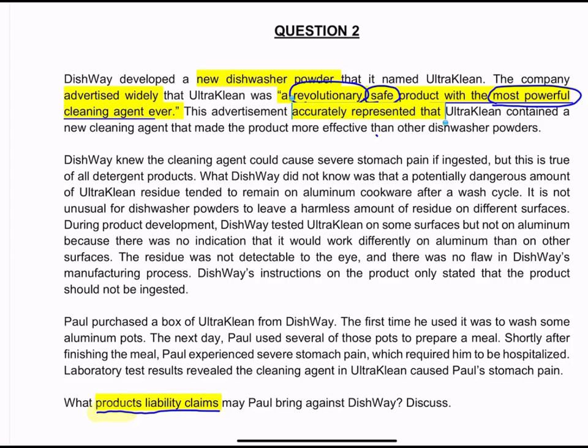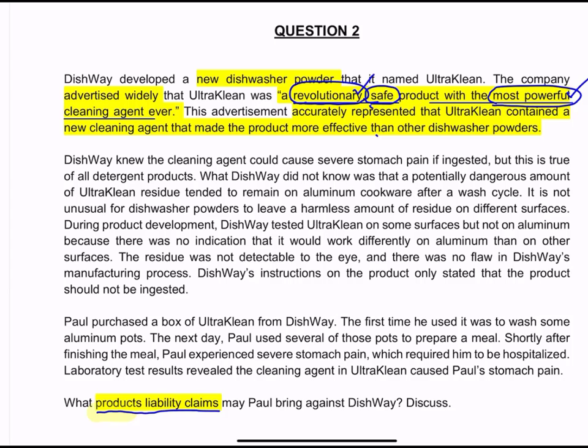Second paragraph says, Dishway knew the cleaning agent could cause severe stomach pain if ingested. Doesn't that make it unsafe under certain circumstances? So I would tie that fact to their express warranty that it was safe. And I'm focused in on that issue of safety.